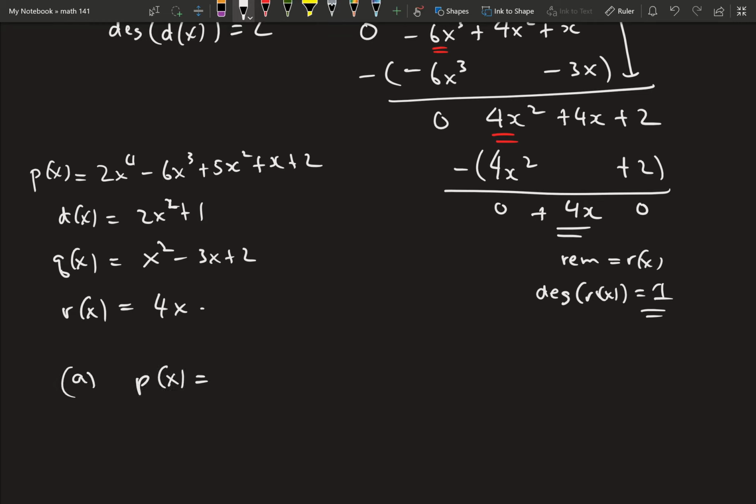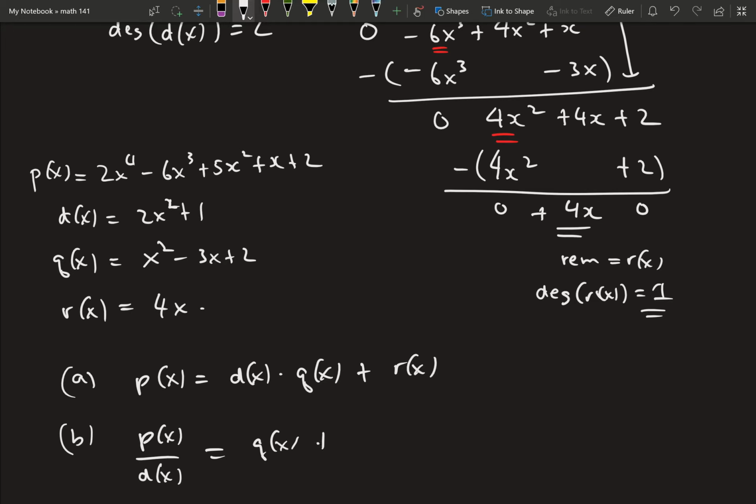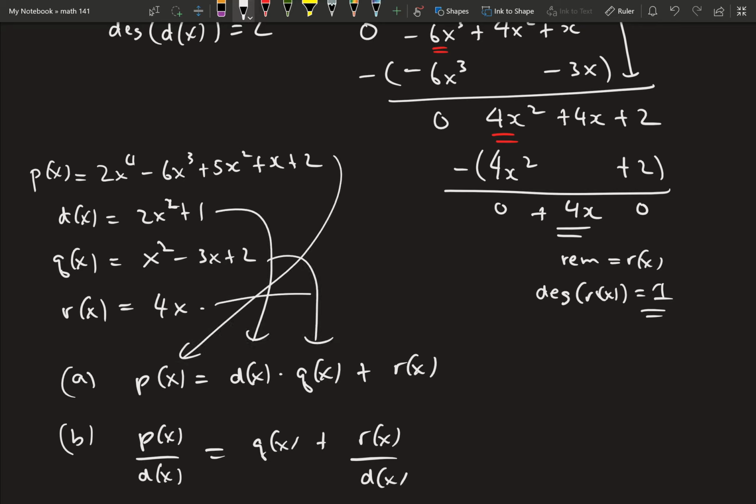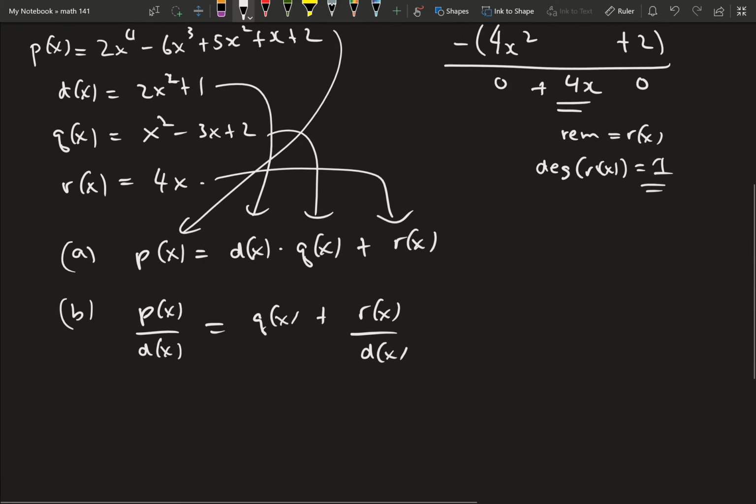So p of x, in terms of the division algorithm, p of x is equal to d of x, q of x, plus r of x. Or you could write the solution as p of x divided by d of x is equal to q of x plus r of x over d of x. And I'll leave you guys to substitute each of these into its respective places. Okay, so that is the exercise that we left at the end of the last video.